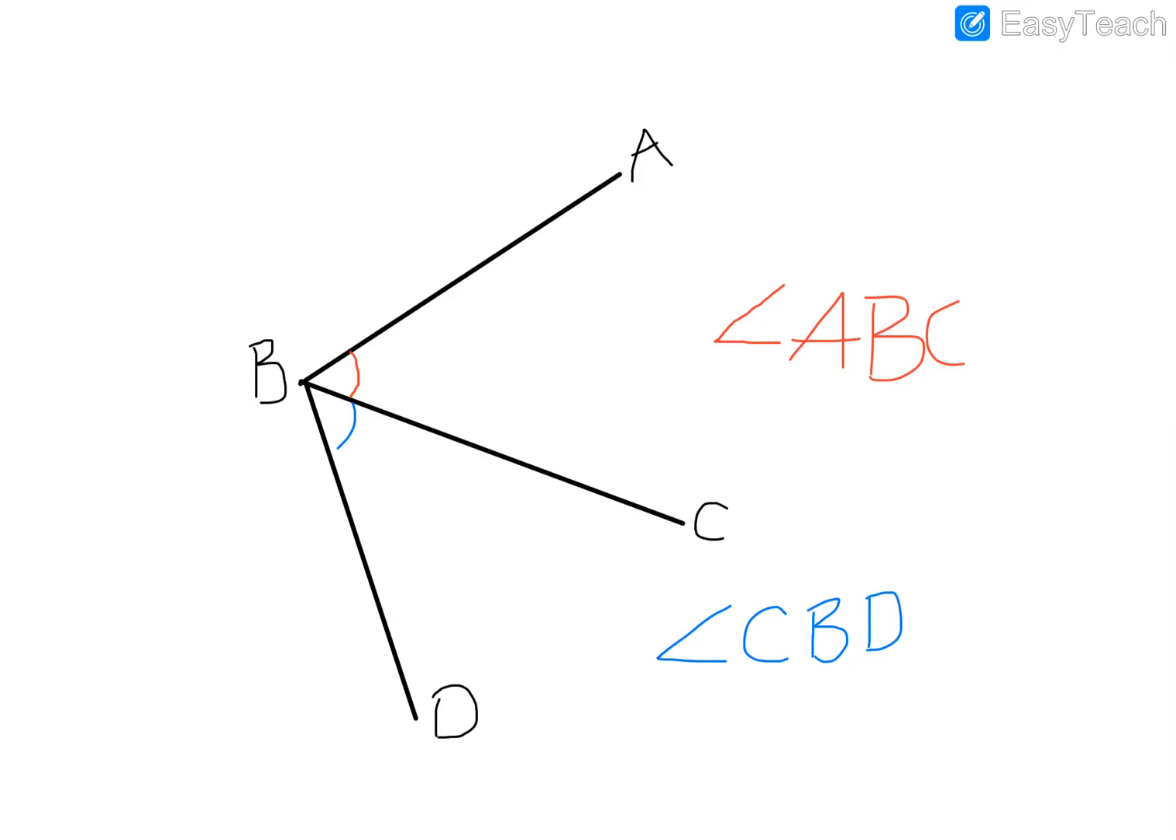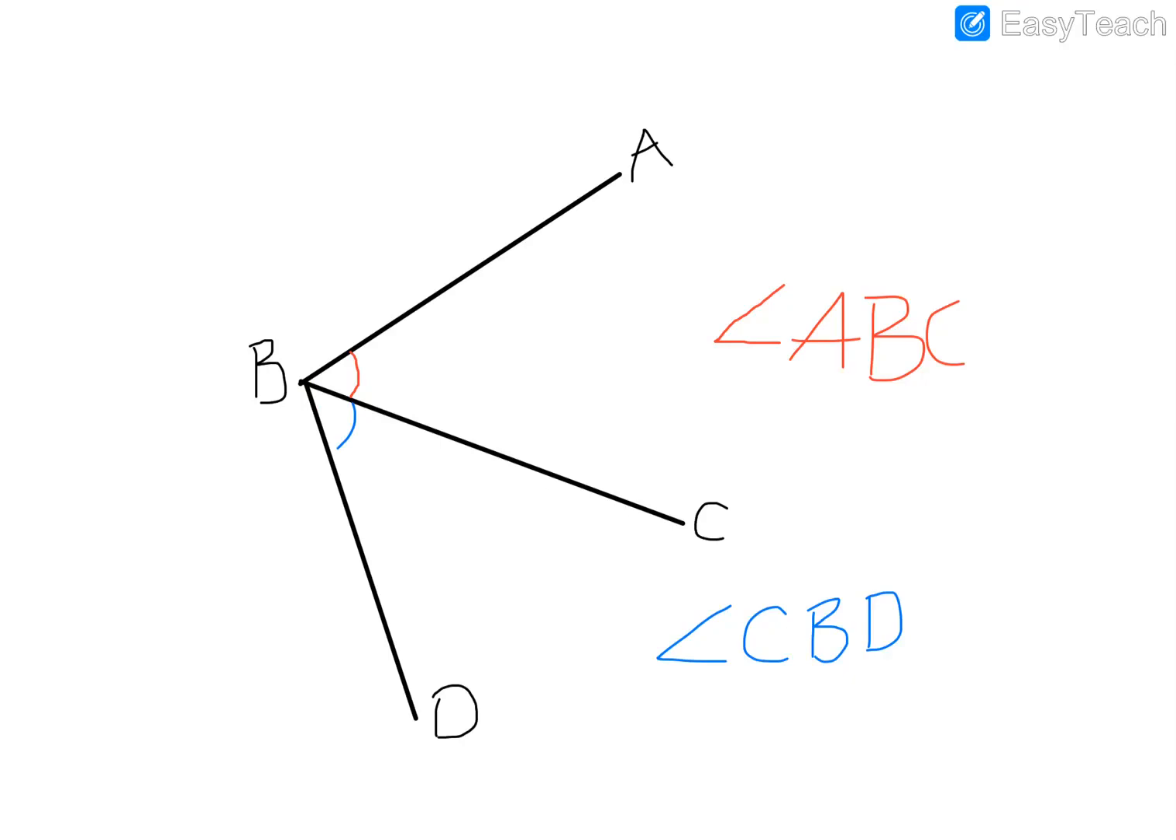So B is still the point where the angle is, but I'm not talking about this one up here, the one that's formed between A and C. I'm talking about this angle down here, the one that's formed between C and D. So CBD is the order of the letters, and I've just traced out that blue angle there, right?